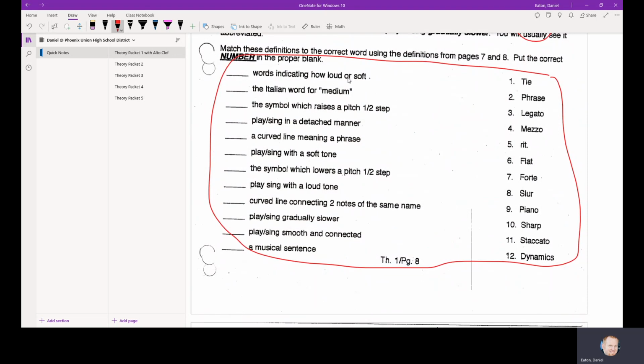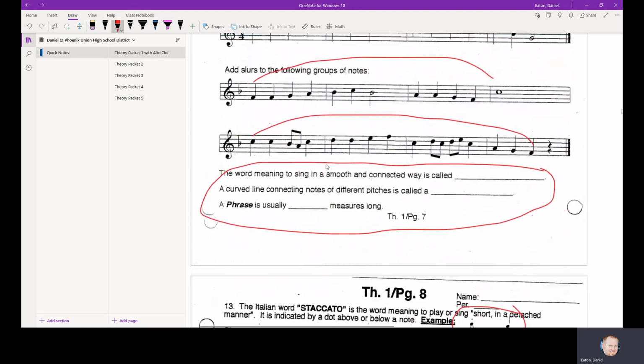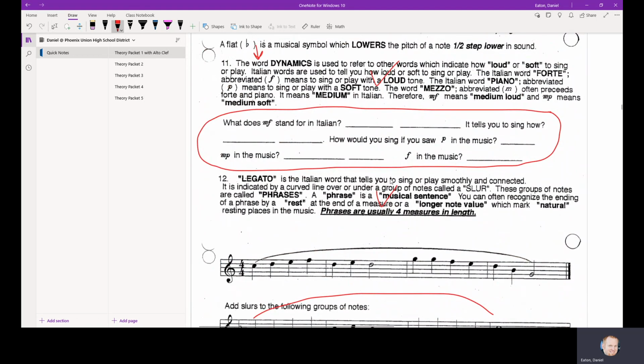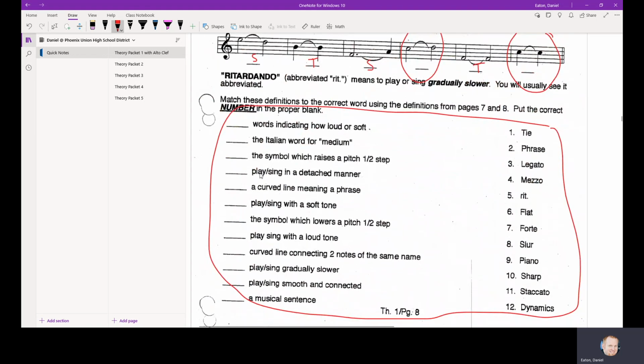First go through this. Words indicating how loud or soft. If you know what this is, write in the number right away. Go through and do the ones that you know, and then any ones that you don't know, refer back up to here. Like, okay, legato means to sing or play smoothly and connected. Okay, I didn't know what that is. We've got to find the one about playing smooth or connected. So that's my legato one.